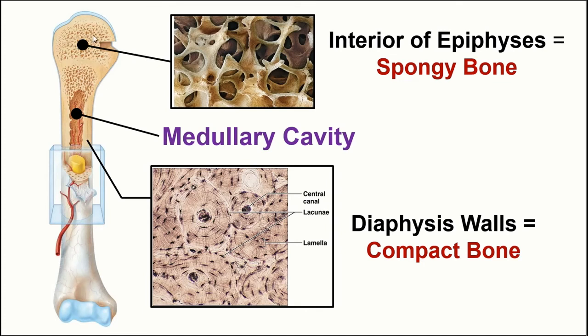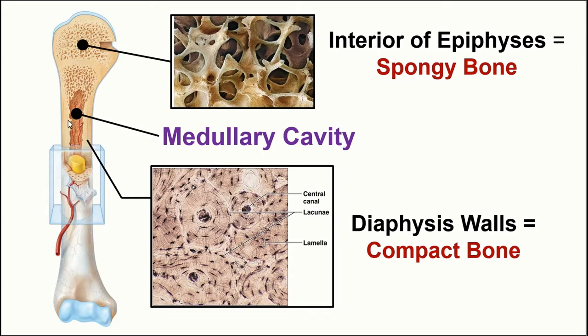But as I mentioned previously, the interior of the epiphyses tends to be made of spongy bone. The exterior of the epiphyses tends to be a thin layer of compact bone here, whereas in the diaphysis, we don't really get a lot of spongy bone. So there's a little bit of spongy bone on the interior here, but not very much.